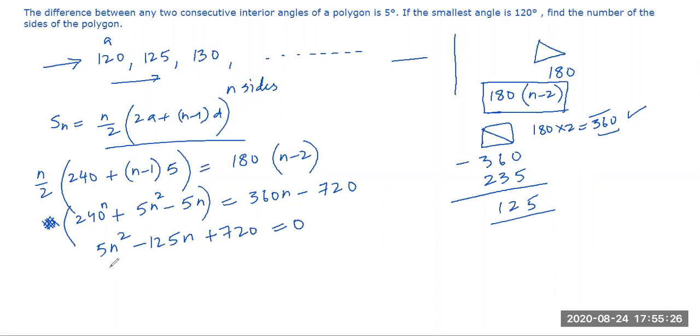So we're going to divide everything by 5. So it becomes n squared minus 25n plus 124 is equal to 0. Students, is it right? Please say. Yes, sir. Okay, that's good.